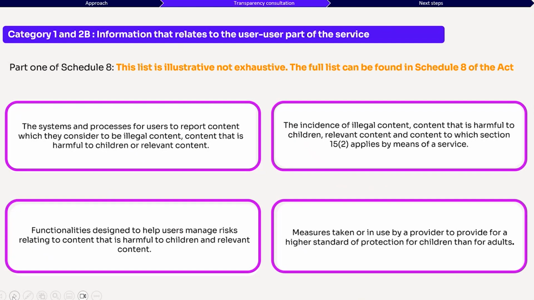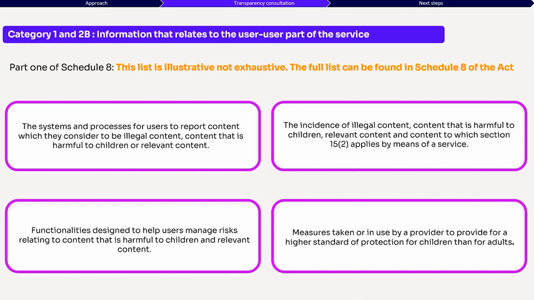It's broken down into the matters that we can ask about for user-to-user services and those we can ask about for search services. And on this slide, I'm just going to tell you a little bit more, firstly, about the matters relating to user services. So this is relevant to the information we might be able to ask for providers of category 1 or category 2B services. So those are the user-to-user services. We've included a couple of examples here of what is in that set of matters in the Act on the slide, but the Act has a longer list. So please do refer to the full Online Safety Act, Schedule 8, if you'd like to see the full list of matters that are relevant here.